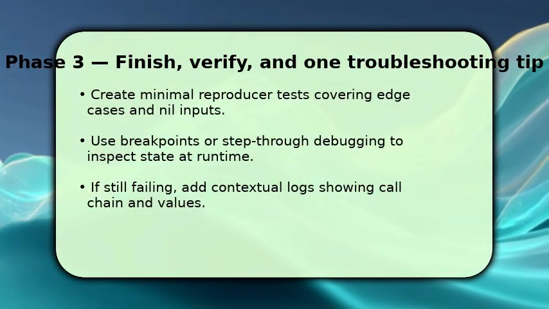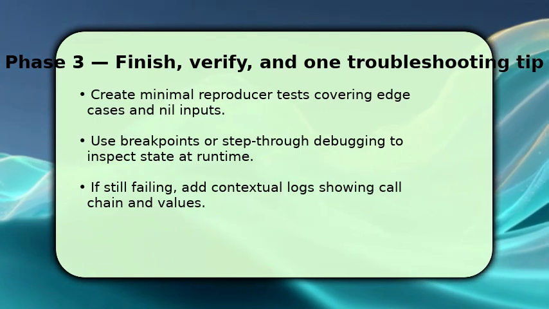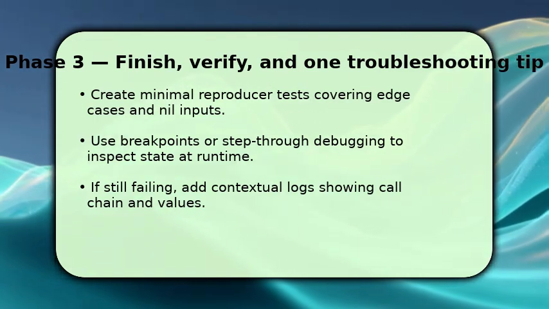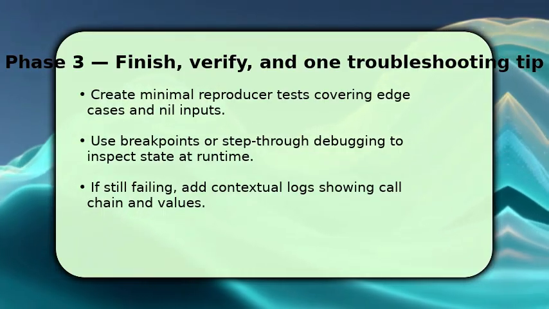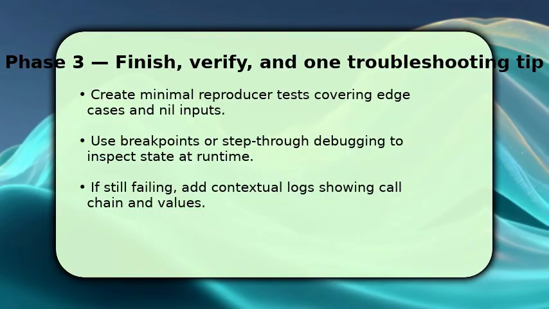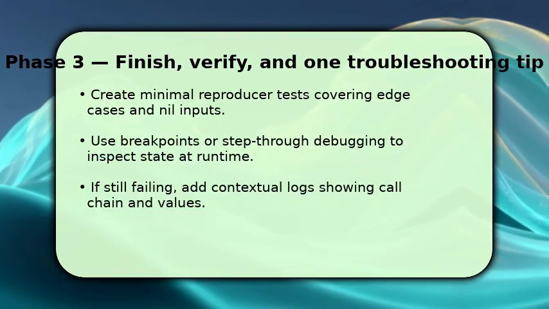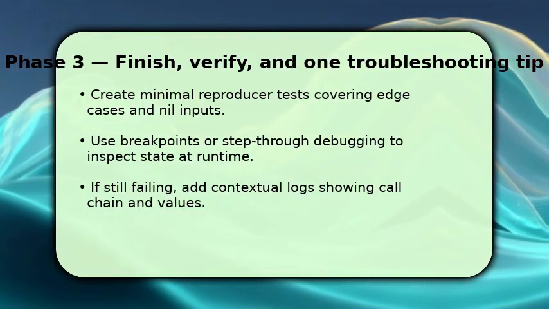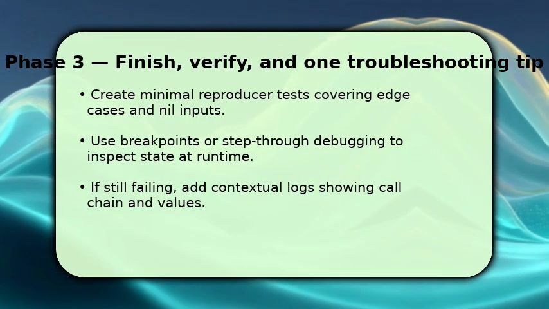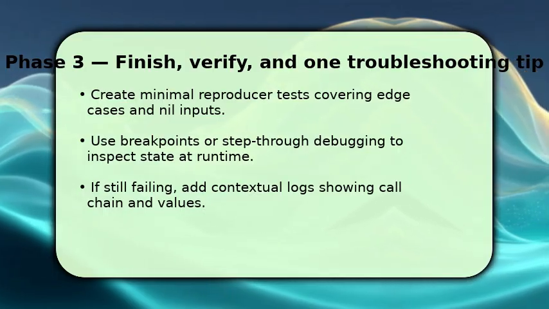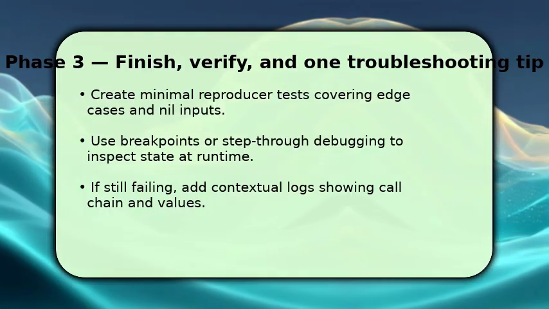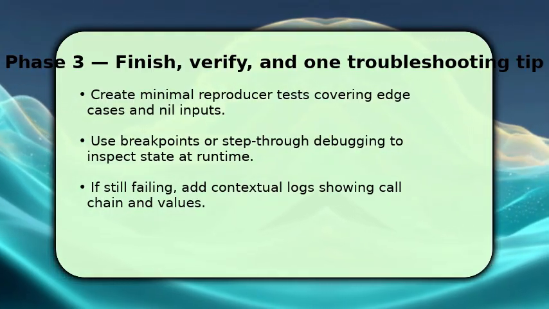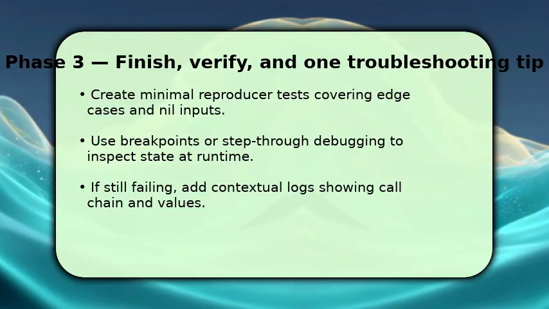Finally, verify the fix with focused tests. Build minimal reproducers that include nil and boundary inputs and run them until they pass. Use an interactive debugger or breakpoints so you can step through and confirm the variable becomes a table before indexing. If the error persists, add contextual logs showing the call chain and variable snapshots. Make sure to test the exact environment where the issue occurred. One key tip: if intermittent, check async timing and race conditions as the likely cause.